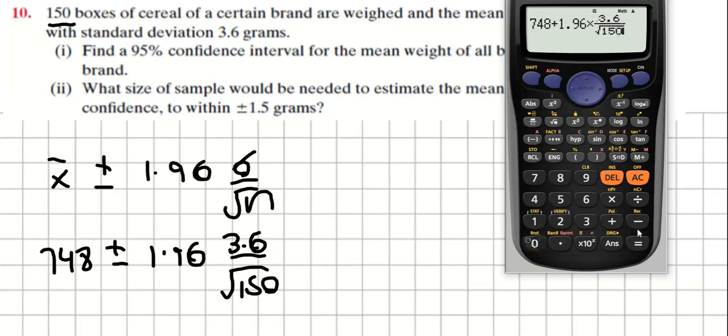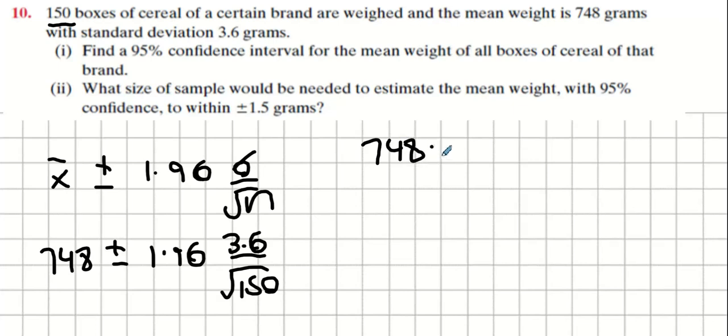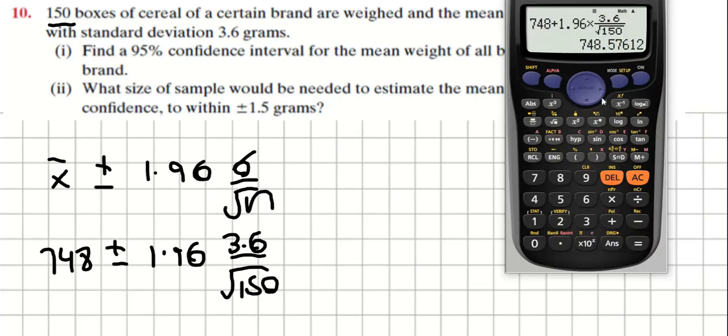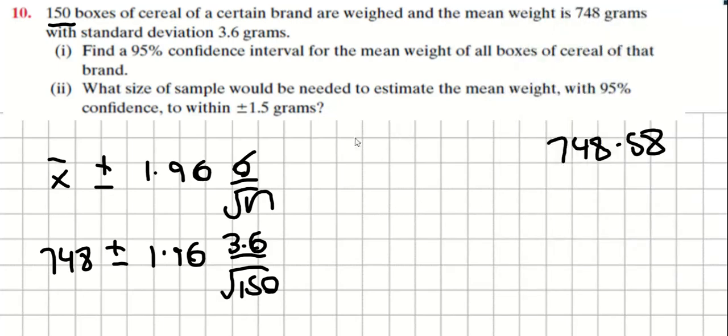Okay. I got 748.58, and that's for the upper one. And then the lower one, it'll just change to a minus: 747.42. We all good? Okay.